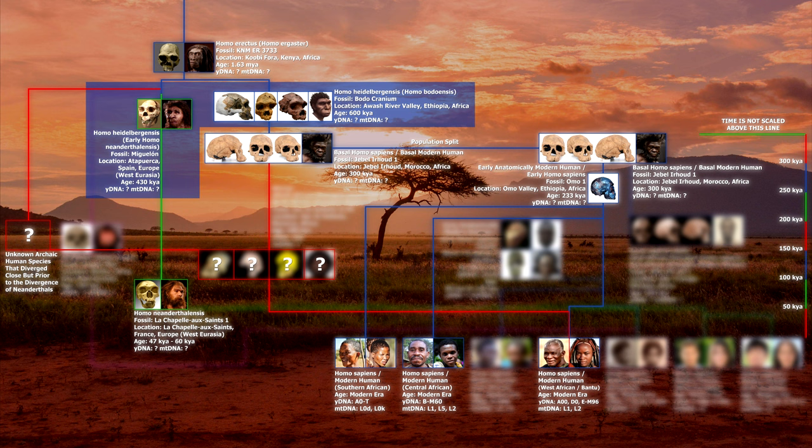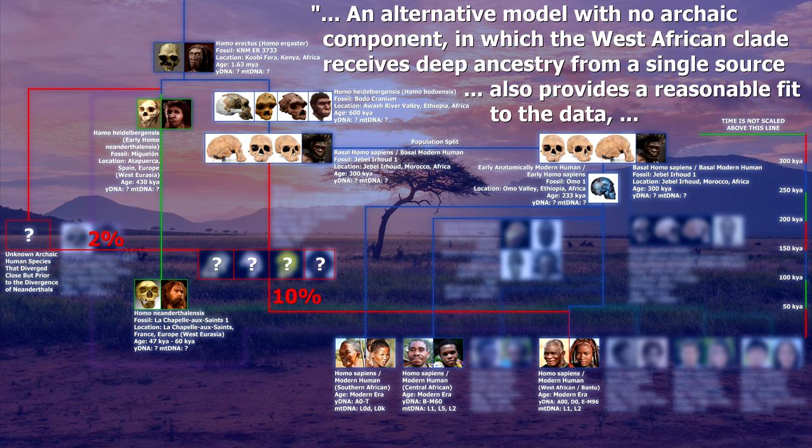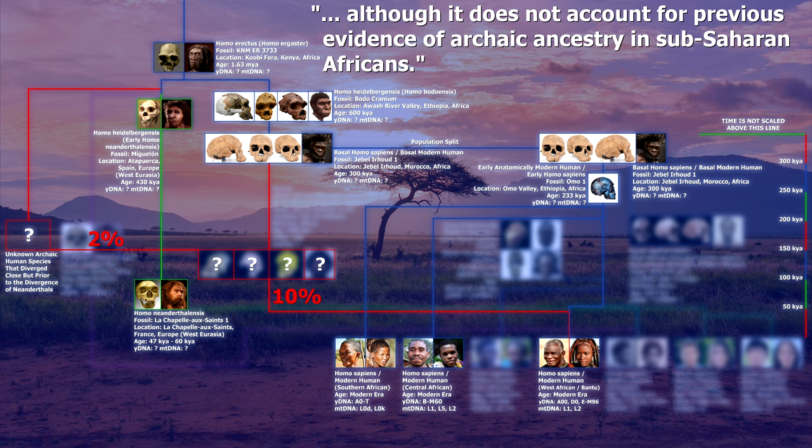The third article clarifies the percentage of each type of ancestry that West Africans have inherited from this population. The following is another quote from the article. "We estimate the shared admixture to introduce 10% deep modern human and 2% archaic ancestry, although the first proportion is not well constrained. An alternative model with no archaic component, in which the West African clade receives deep ancestry from a single source, also provides a reasonable fit to the data, although it does not account for previous evidence of archaic ancestry in sub-Saharan Africans." End quote.